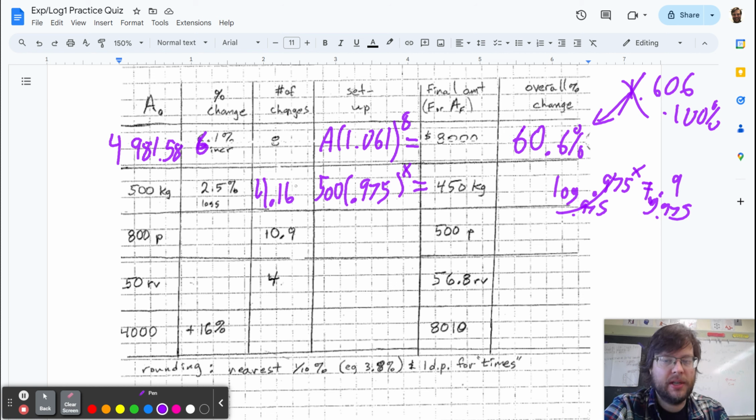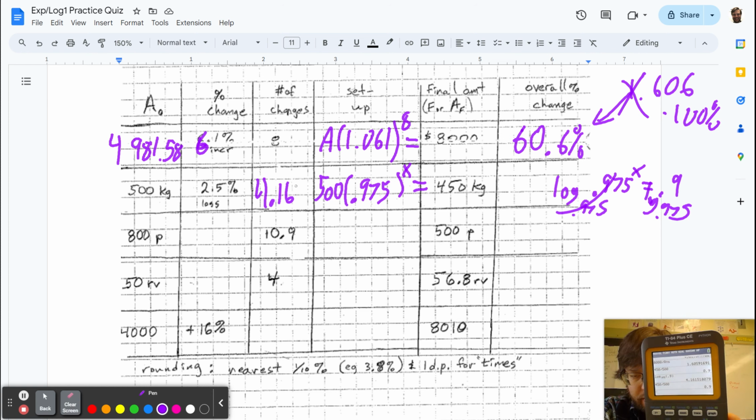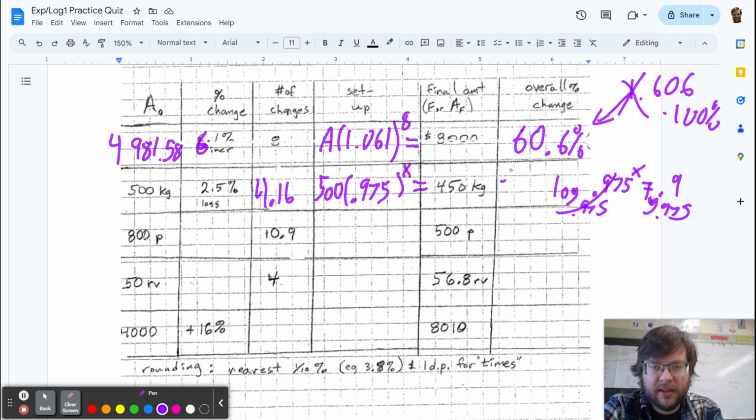What's the overall percent change? 450 divided by 500 is 0.9. We already knew it was 0.9. And so that's a negative 10% change, lost 10%.